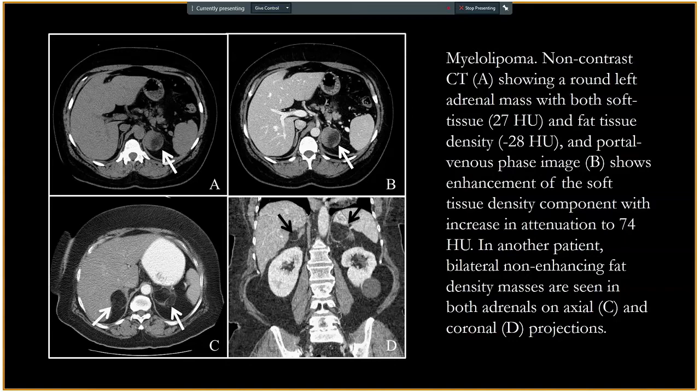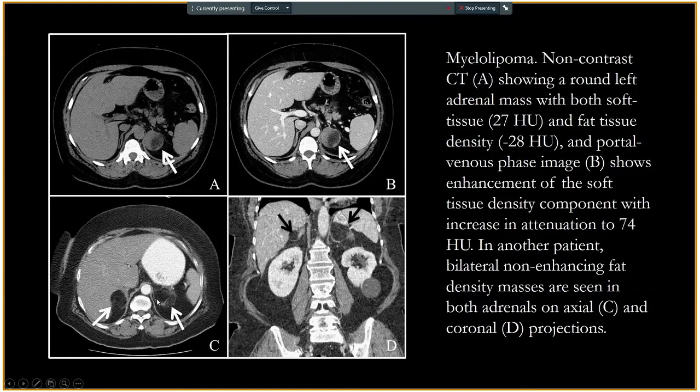These are two examples of myelolipoma. The images on the top are showing a left adrenal tumor with internal fat component on a non-contrast enhanced CT. And on the portal venous phase, you can see that the marrow elements, the soft tissue density, shows enhancement, but the fat component, the macroscopic fat, does not show any internal enhancement. And this looks just like the subcutaneous fat seen here on the non-contrast enhanced, and compared to the subcutaneous fat or the surrounding intra-abdominal fat.